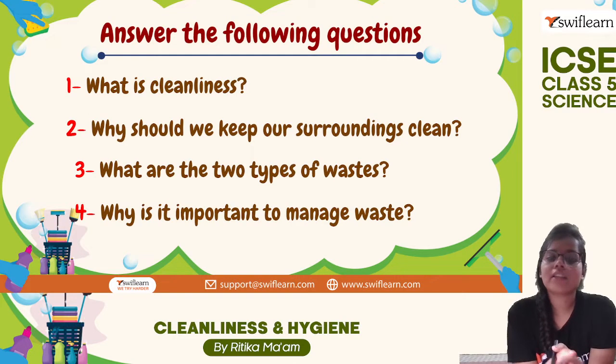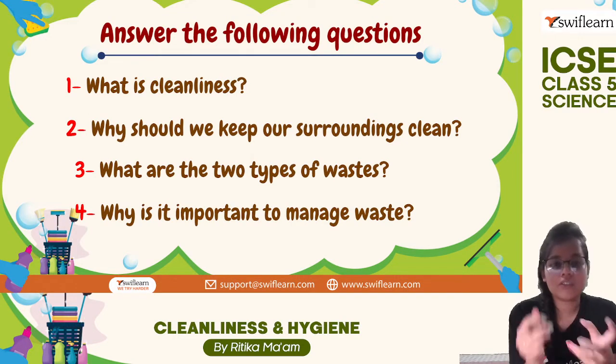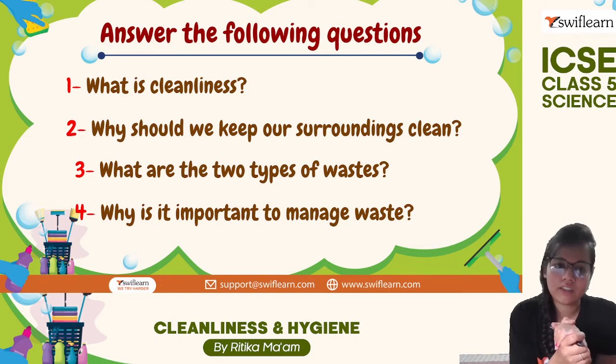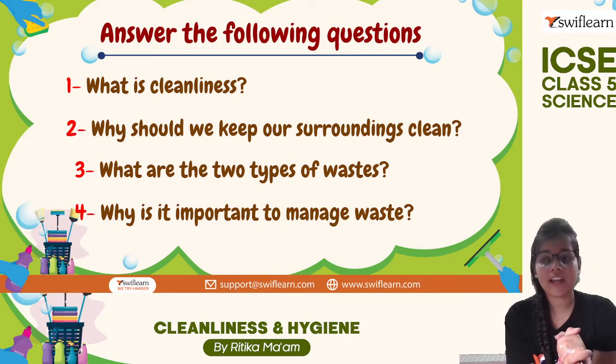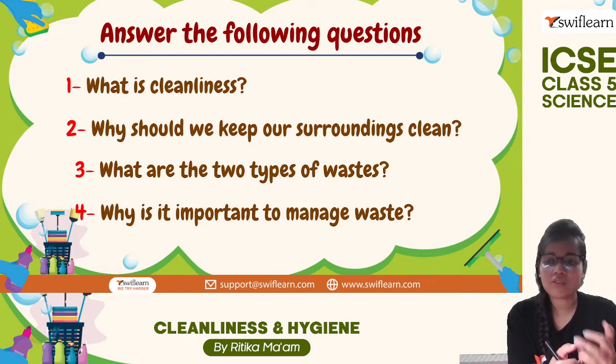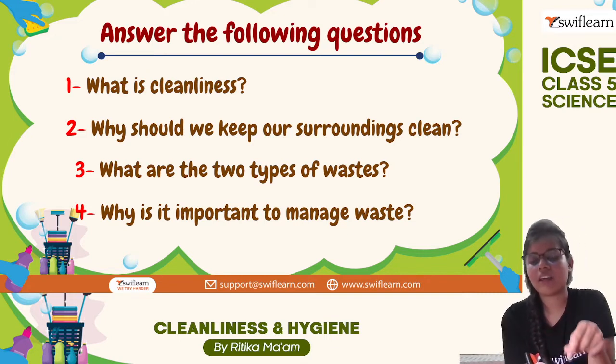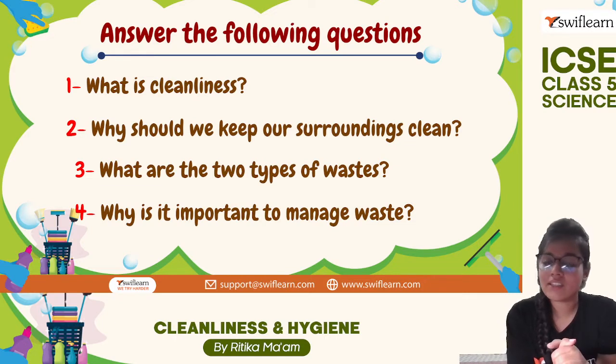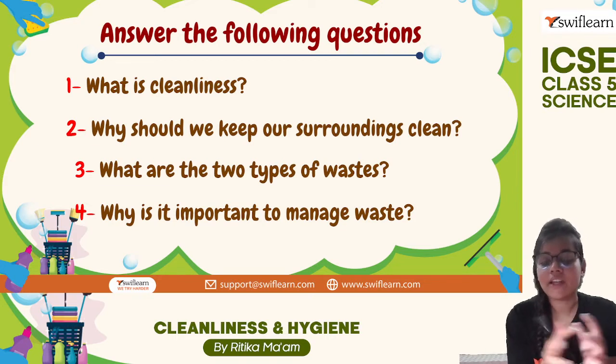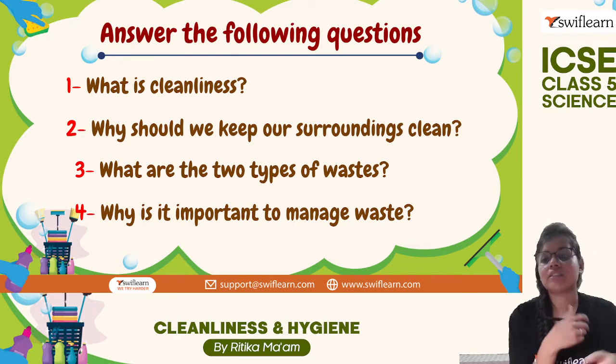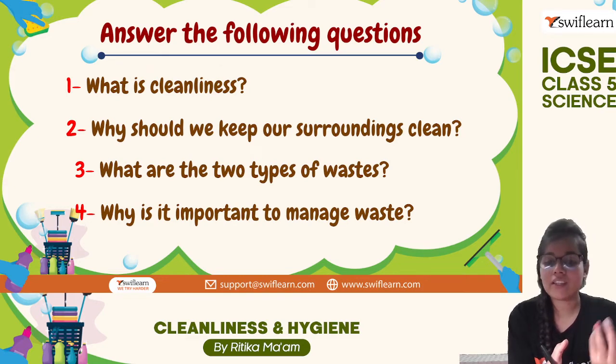What is cleanliness? Cleanliness means anything which is free from dirt, germs and dust, so that things become clean. Why should we keep our surroundings clean? So that germs, mosquitoes and flies do not hover over that thing, and do not carry any disease with them. What are the two types of waste? Dry waste, which is also known as non-biodegradable waste, and wet waste, which is biodegradable waste. And why is it important to manage waste? So that it doesn't collect over our surroundings and become a breeding ground for mosquitoes and flies, spreading diseases.